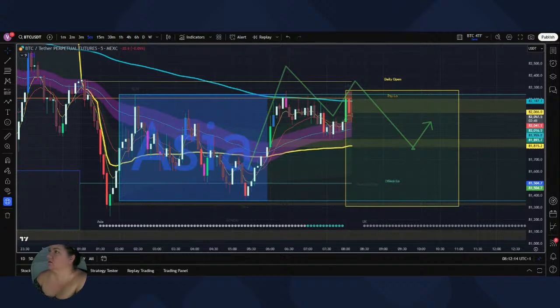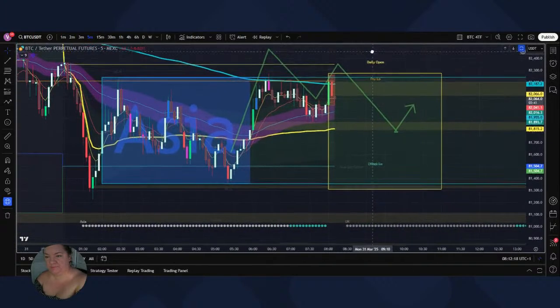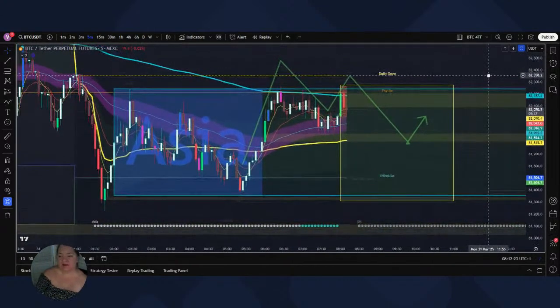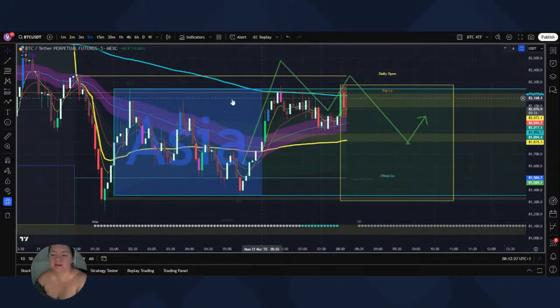So let's have a look-see here. The other interesting level we have here, not only are we hitting the top of the Asia range, which is this blue line here, we've got the 200, which is also an area of resistance. We've hit it 1, 2, 3 times here. This is a 4th hit over here.